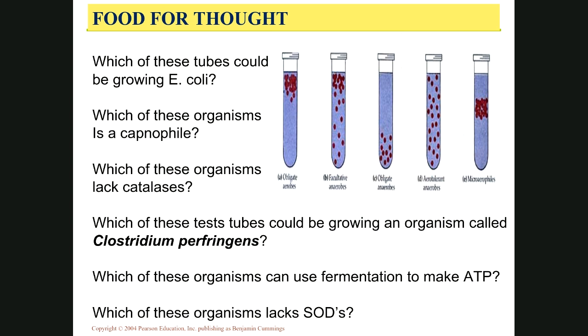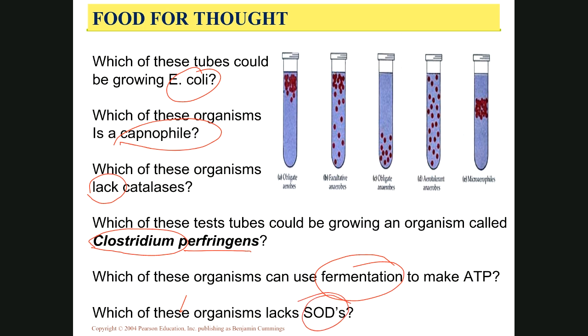You should be able to answer questions like these. Where would E. coli grow? Which of these is a capnophile? Which of these organisms lacks catalases, so catalase negative? Which of these tubes could be growing an organism called Clostridium perfringens? Which of these organisms can use fermentation to make ATP? Which of these organisms does not have SODs? So be able to answer questions like that about oxygen requirements.